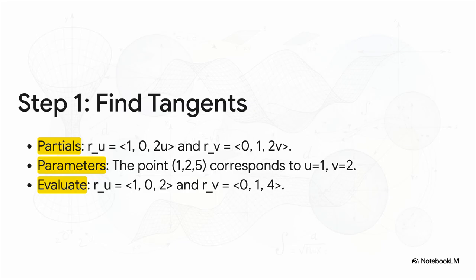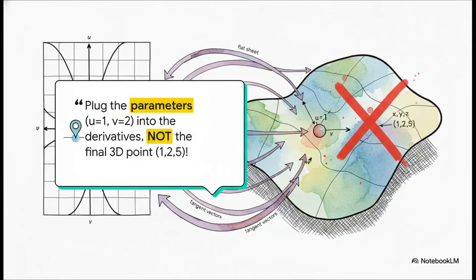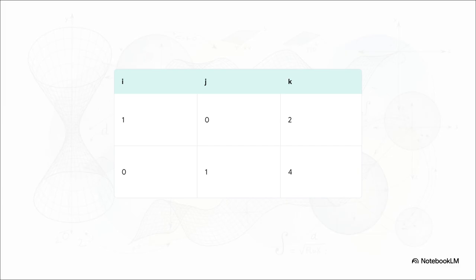Now we plug those values into our derivative formulas to find the specific tangent vectors at that point. So our r_u becomes (1, 0, 2), and our r_v becomes (0, 1, 4). And listen up, because I cannot stress this enough. This is a super common mistake. The derivatives are functions of u and v. You have to plug in the parameter values u equals 1 and v equals 2, not the final x, y, and z coordinates of the point. Remember our analogy? The parameters are the address on the flat sheet, and that's what our calculus tools are designed to work with.